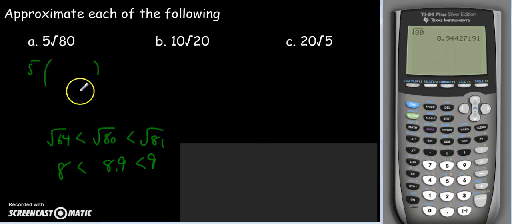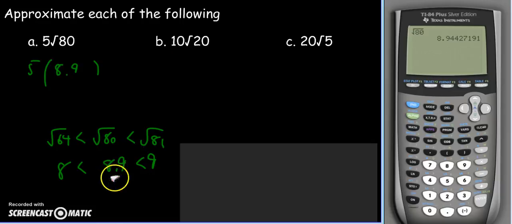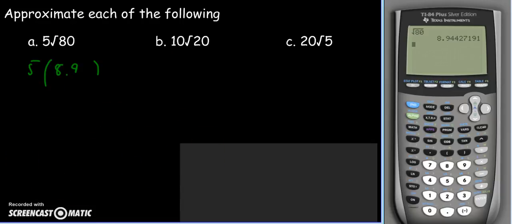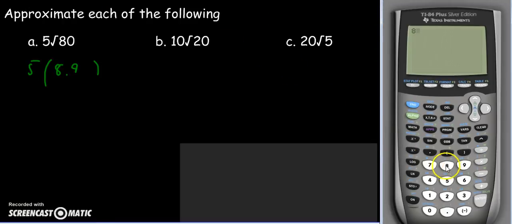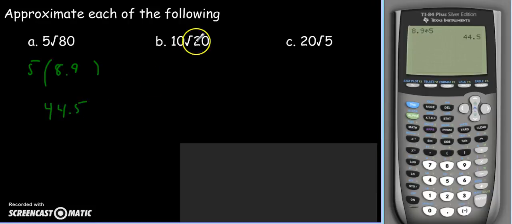It is 8.9, so we'll go with that. 8.9. And that is approximately equal to 8.9 times 5, which is 44.5. Radical 20, as we said, was about 4.5, so that's 10 times 4.5, which is 45.